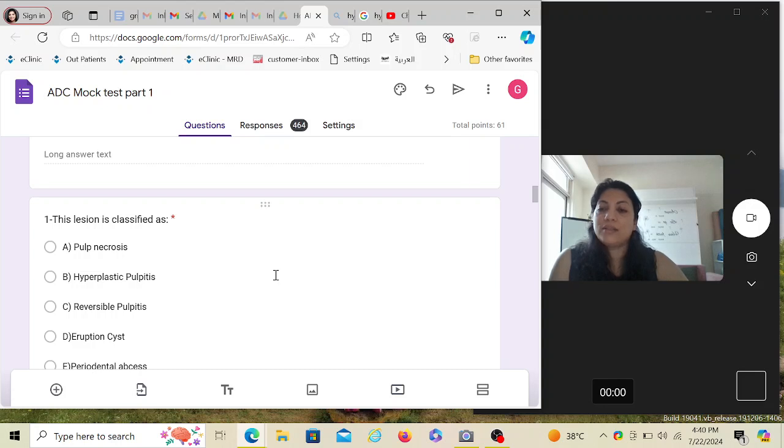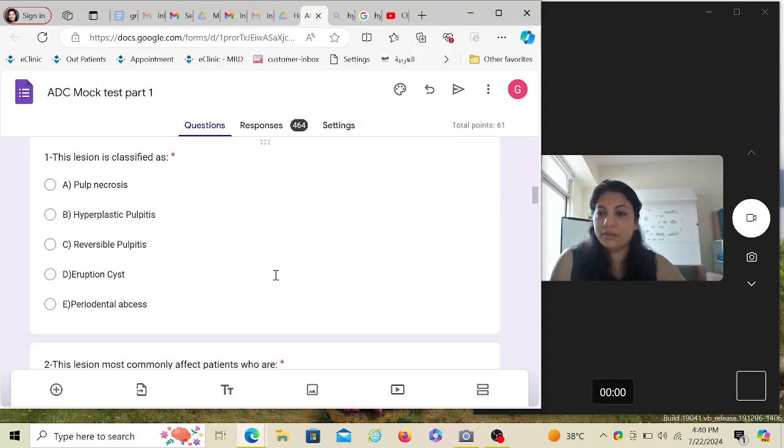The lesion is classified as straight away hyperplastic pulpitis. It cannot be pulp necrosis. If it was necrosed, it wouldn't have grown like this. Reversible pulpitis, no. Eruption cyst, no, the tooth is already erupted and it's destroyed. Eruption cyst will be a bluish, reddish covering over the crown of the tooth and the tooth will not be visible. Periodontal abscess, there is no abscess.